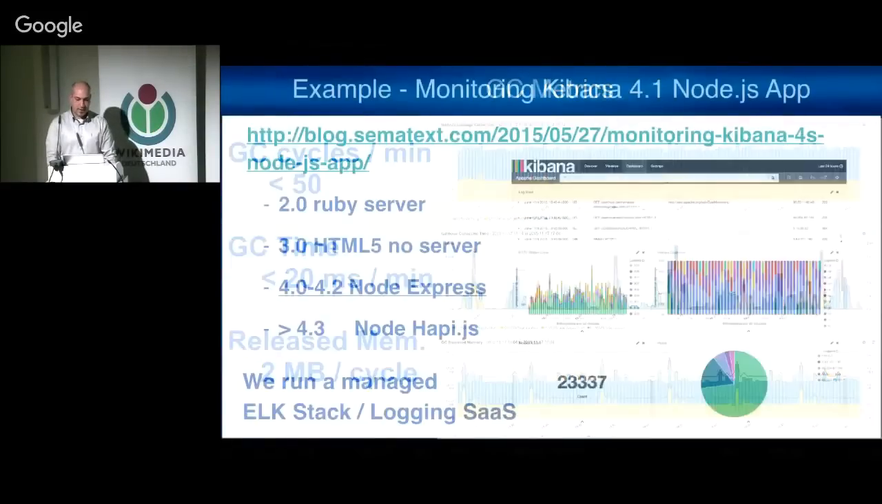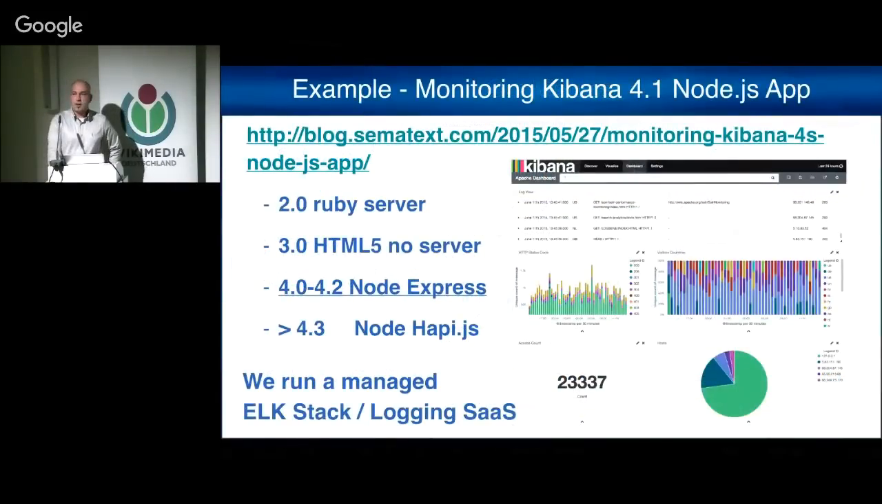Magnifier, okay. What we do in real life is we run Kibana. If you don't know Kibana, it's a dashboarding tool for Elasticsearch. It has a bit of history. It was a Ruby server, then it was an HTML5 application, and they moved to Node.js with the Express framework, and this is the version we use today in production. We will move this week to the new one, which moved to another framework.